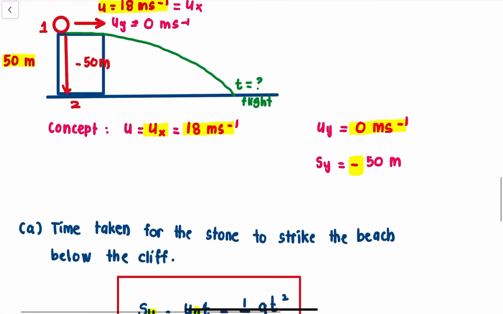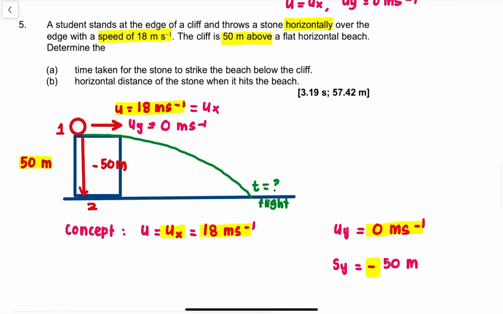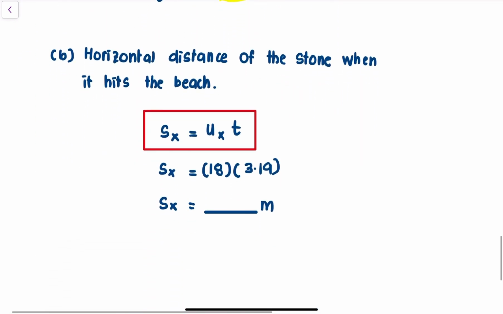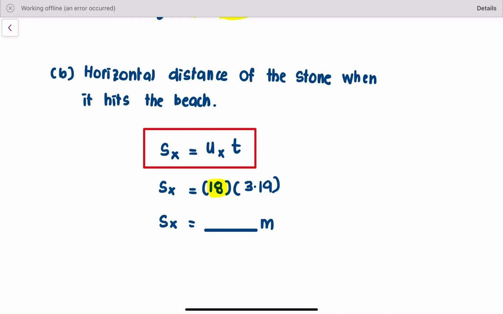Alright, next. Question B, horizontal distance. Horizontal distance is your sx, sometimes we call it the range. Now look at the formula, sx equals uxt. Be careful here, your ux must be referred to the value of the x-axis. Then determine your answer in meter. Thank you.